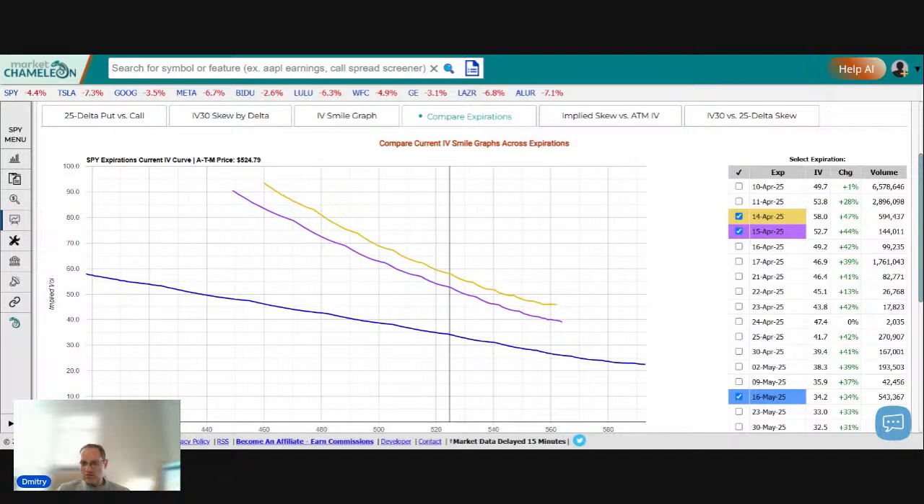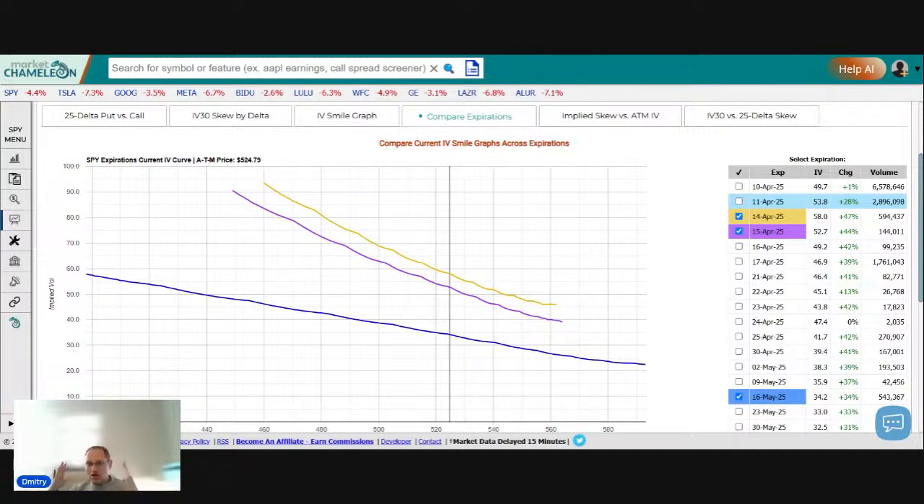So here we could see clearly that April 14th, entire implied volatility smile is above the other two. So the implied volatility on each of these strikes on April 14th is higher than April 15th, and April 14th and 15th is higher than May 16th. So right away we know that the implied volatility term structure slopes down, starting higher, going down, at least based on the three expirations that we selected.